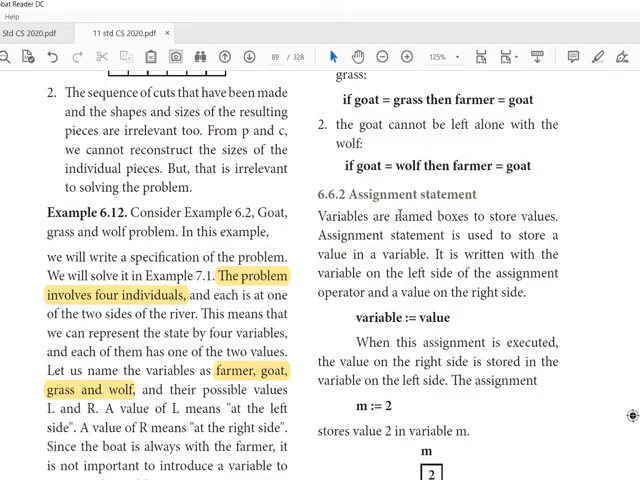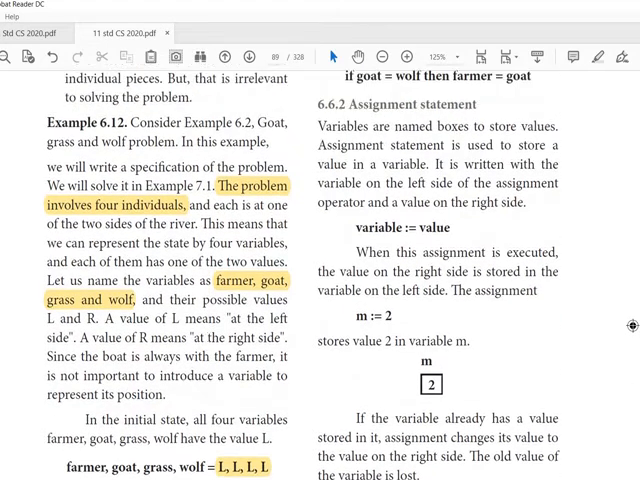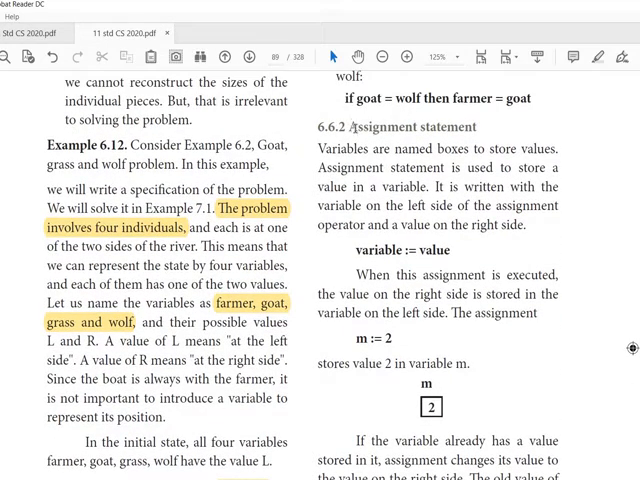The number of steps you are going to learn in the next chapter. So if you understand the problem, you can write the steps by yourself. Here, they want to stress two things. One is the assignment statement. It's an important 3-mark question. The variables are named boxes to store values. What is a variable? Variables are named boxes to store the value in a problem.